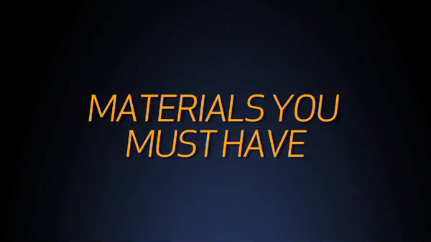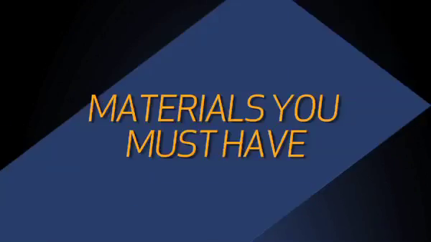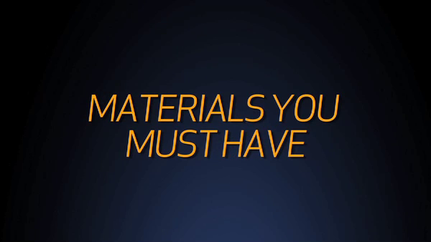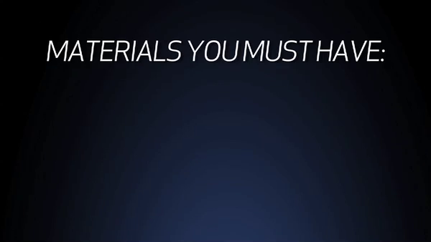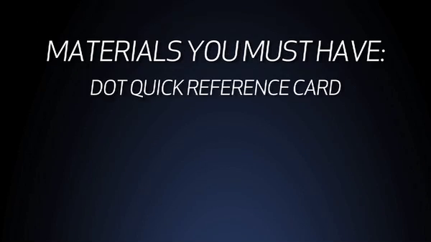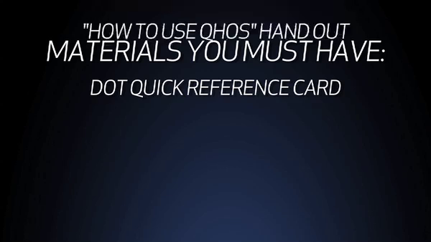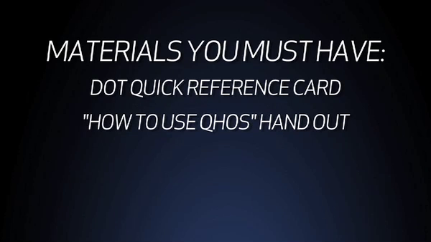In order for you to be prepared for the QHOS transition, there are several materials you must have. The first item you'll need is the DOT Quick Reference Card. This card provides enforcement officers step-by-step instructions on how to view your log records. There's also a How to Use QHOS handout that you can use as a reference to help with the hours of service application on the MCP 200.